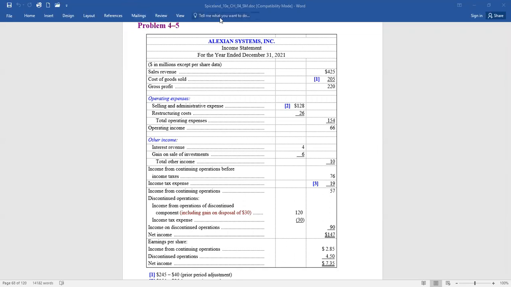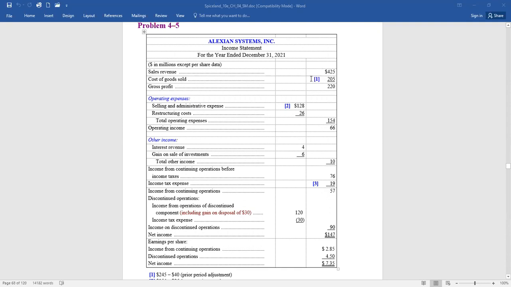We're going to take our sales revenue. Well, first of all, of course, we start with our heading, Alexian Systems income statement for the year ended December 31st, 2021. Sales revenue, 425 million, right? Sales revenue is 425. We then subtract cost of goods sold of 205.